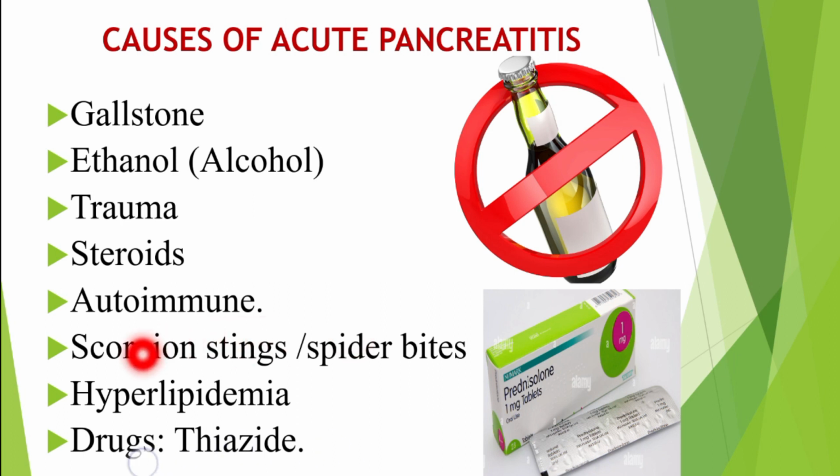Other than that, scorpion bites or spider bites, meaning any insect or spider bite. The spider or the scorpion has toxins in their stings, and those toxins are harmful for the pancreas. The toxins cause pancreatitis, or inflammation of the pancreas.